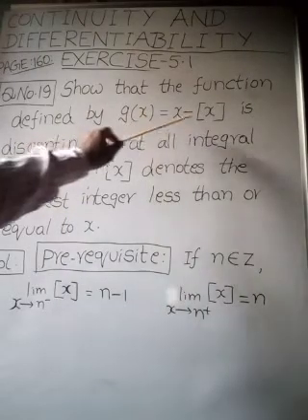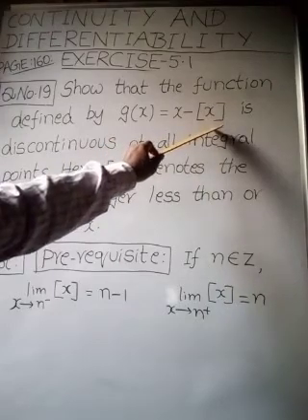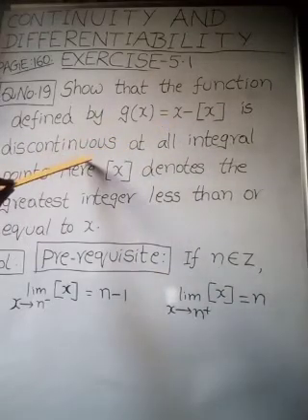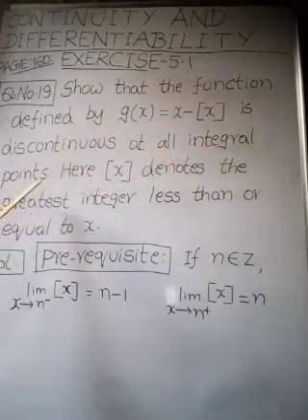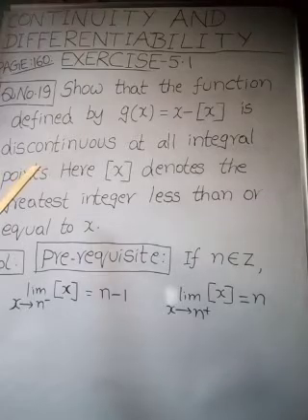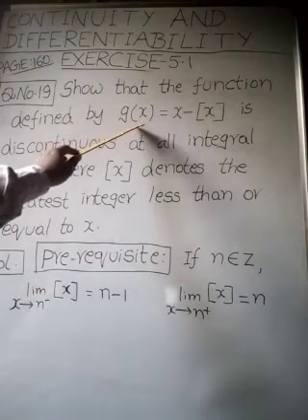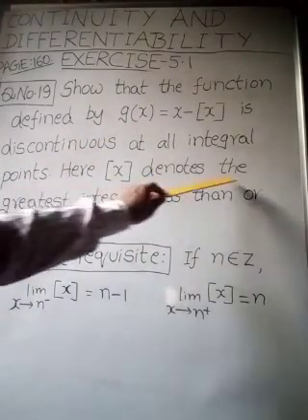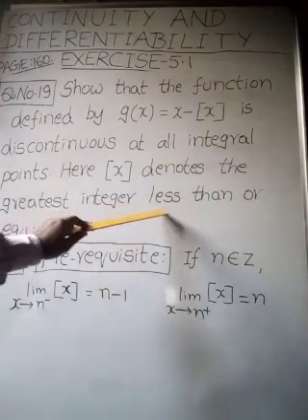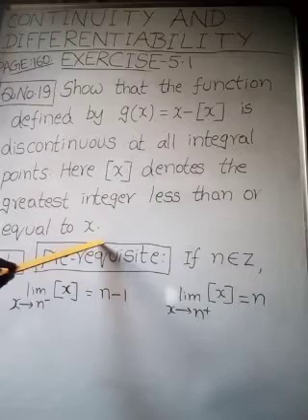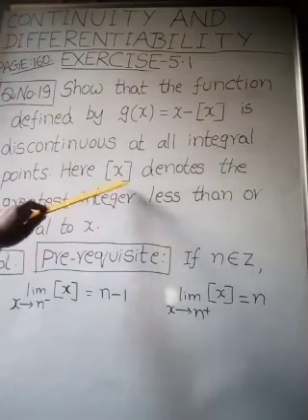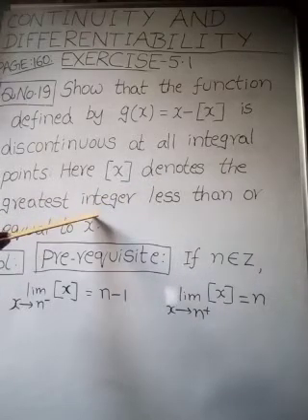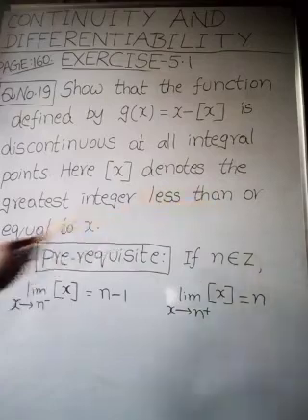Here g of x is defined as x minus [x]. This is a given function. We have to show that it is discontinuous at all integral points. Integral points means integers. At all integers, we have to show that this function is discontinuous. Here [x] denotes the greatest integer less than or equal to x. Okay, my dear children? Here [x] is the greatest integer function, and its value is the greatest integer less than or equal to x.